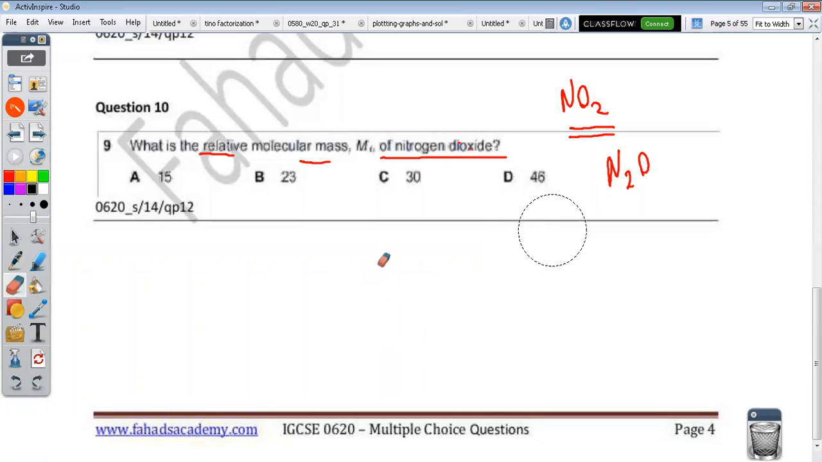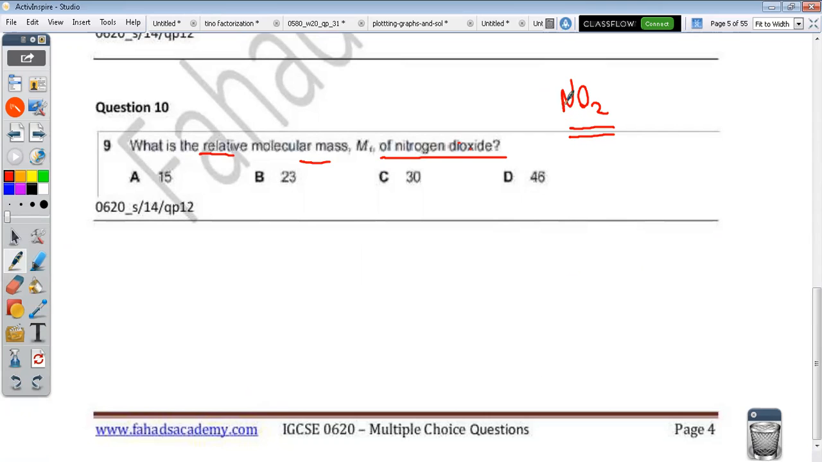So what is the formula? What is the name for this? It's 2 nitrogen, so it's di, not difficult, dinitrogen oxide. Anyway, that's not what they're asking. So we want the MR for this.